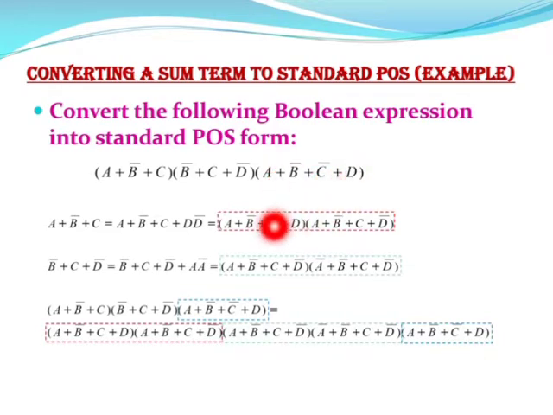and the final standard POS term is equal to (a plus b bar plus c plus d) into (a plus b bar plus c plus d bar) into (a bar plus b bar plus c plus d) into (a bar plus b bar plus c bar plus d). That's the final standard POS term.